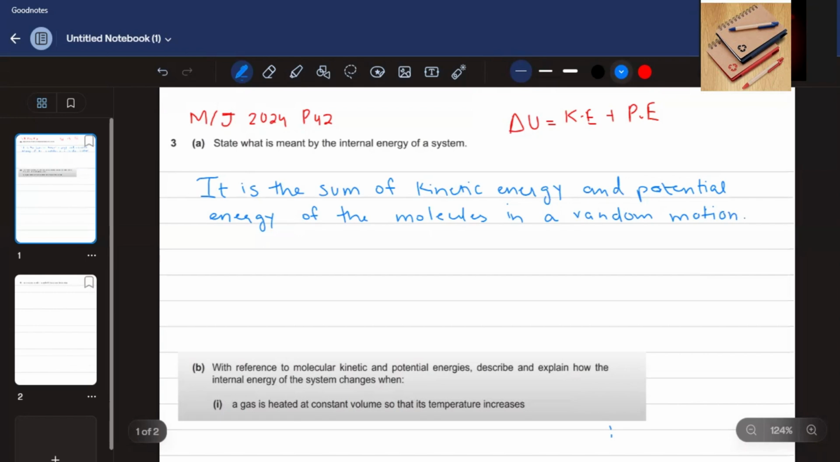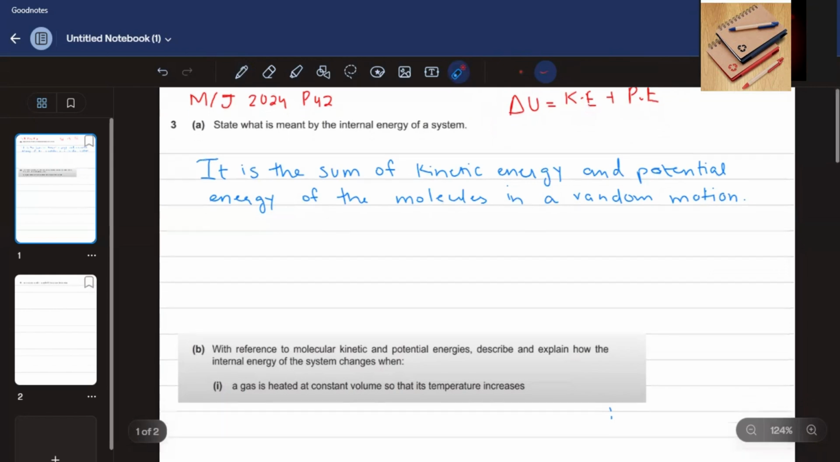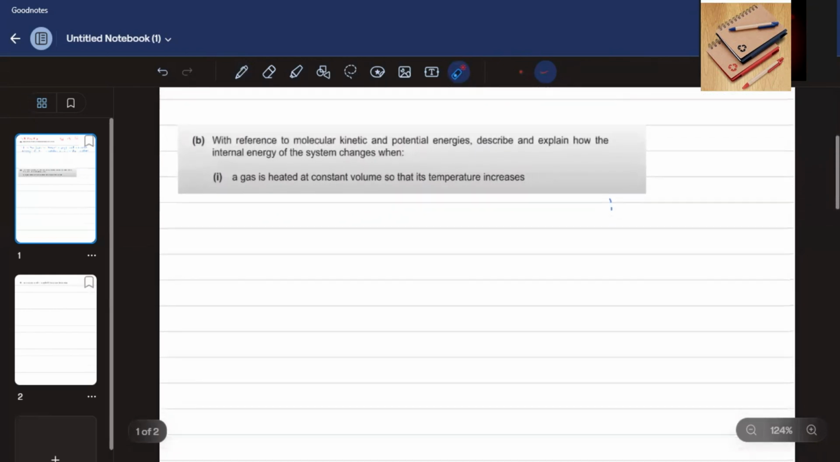We just write the definition of the internal energy of a system by using this formula. It is basically the sum of kinetic energy and the sum of potential energy of the particles in a random motion. Okay, so let's move to the B part.